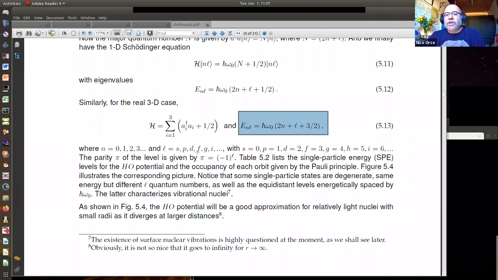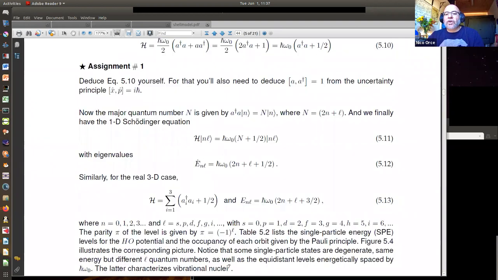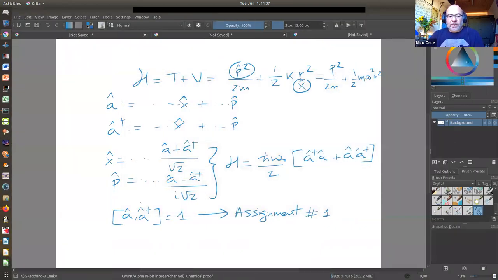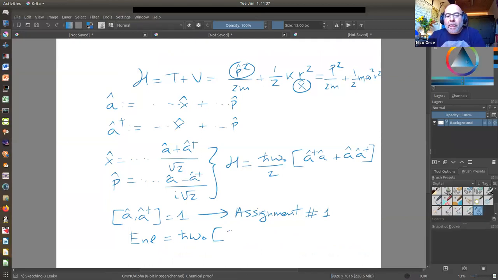So basically, another question, another assignment. The assignment is to deduce the energy levels for the harmonic oscillator. Assignment number two is that E depends on n and l, which is equal to h bar omega naught times 2n plus l plus 3/2 in the 3D case, right? All right, assignment number two.